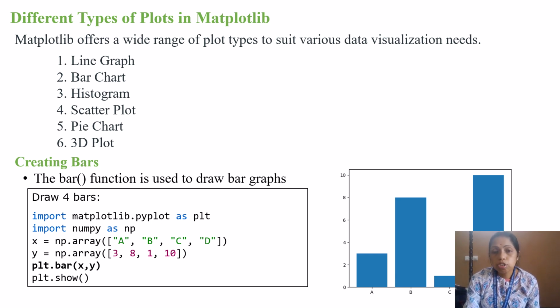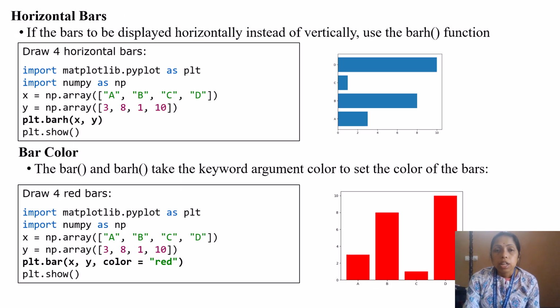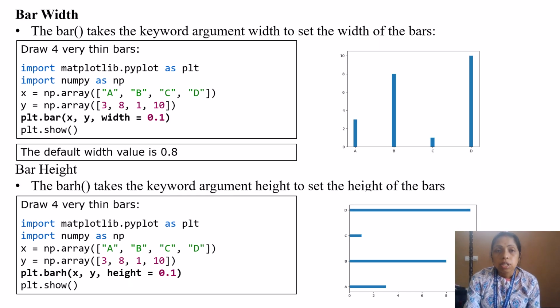If you want to change the color, you write x comma y, then color equal to something. Here, if you write barh, the bar will be horizontal. And if you want to add color, color equal to red, blue, or black, you can add it within the bar function only: x comma y comma color equal to. These are the things we can do. You can also adjust the width of the bar, so width equal to 0.1, and here if we write height equal to 0.1, like this. So you can adjust the width and the height of the bar.